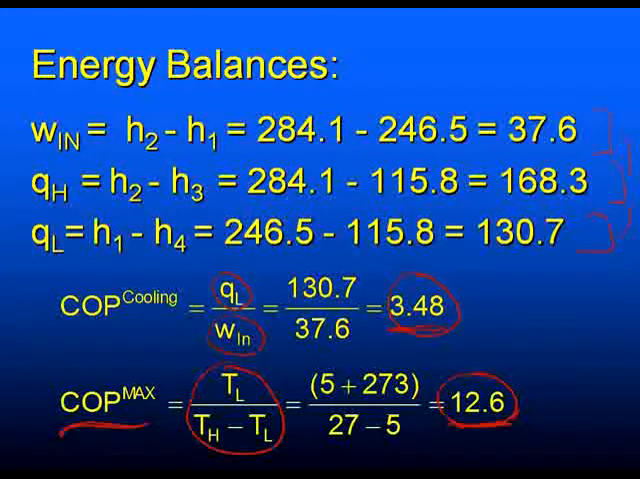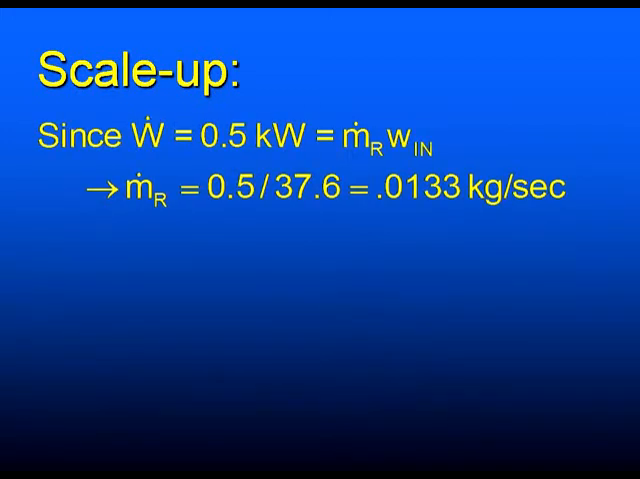where this potential to move 12.6 units of heat with 1 unit of work comes from. Why is this so much lower? So we'll do an irreversibility analysis. Well, first let's scale it up. When you're scaling up a process, you look at what is stated in the problem statement that tells you about the size. We were told that the size of the unit was 0.5 kilowatts. That's the size of our motor, or the power that we're putting into the compressor.